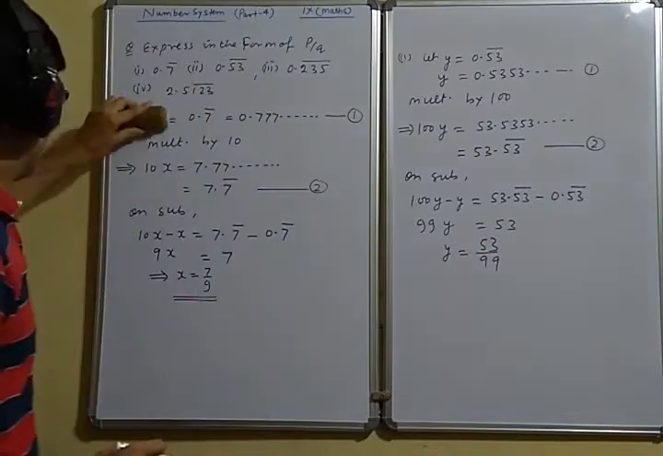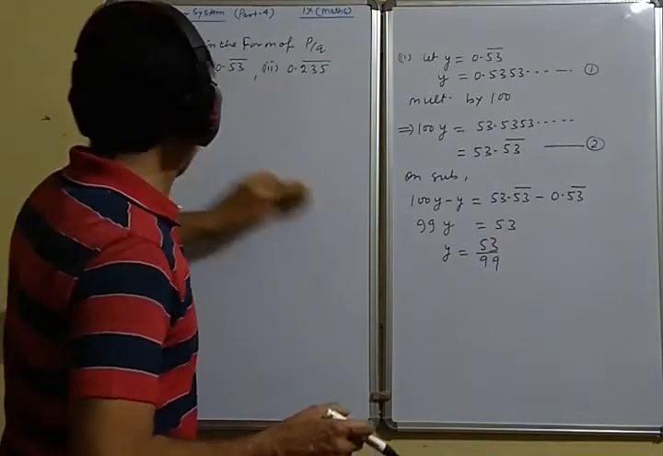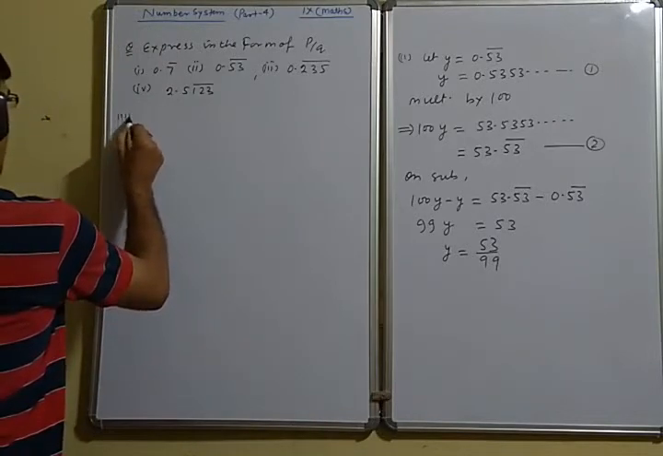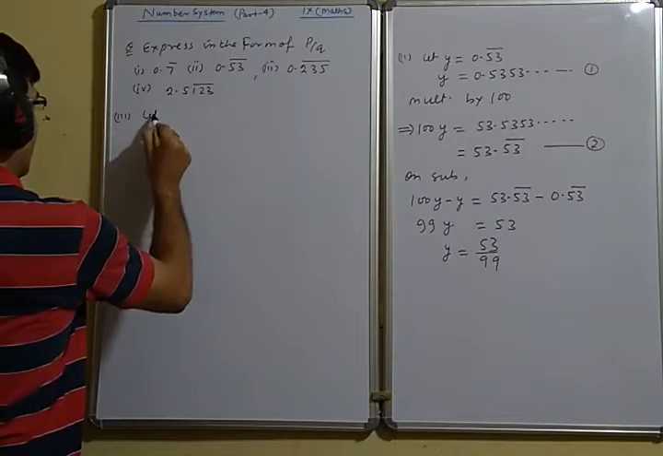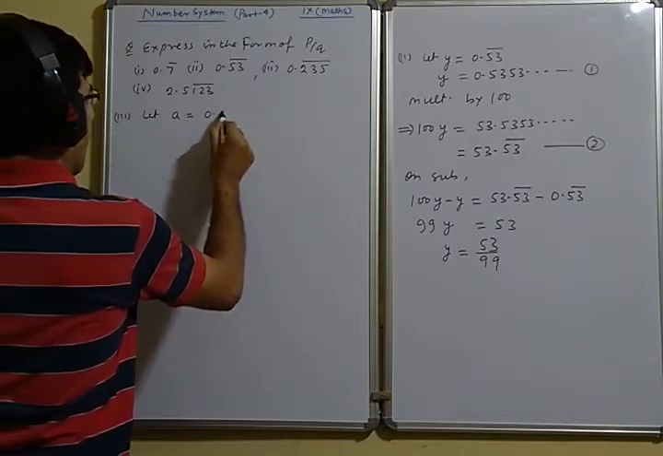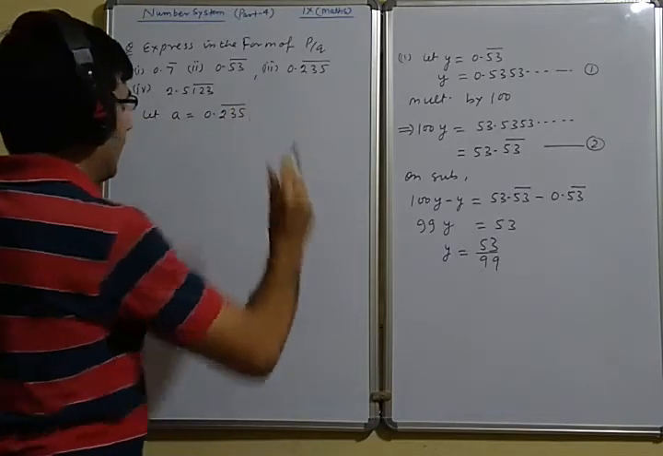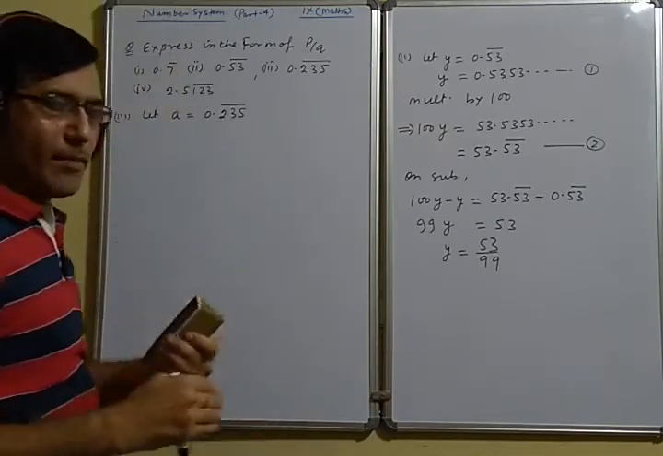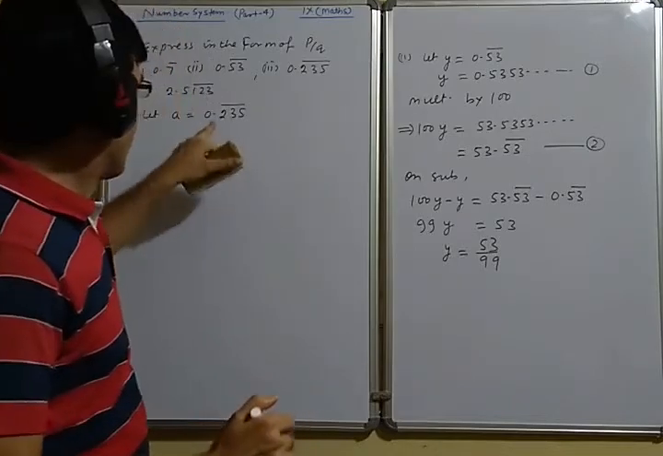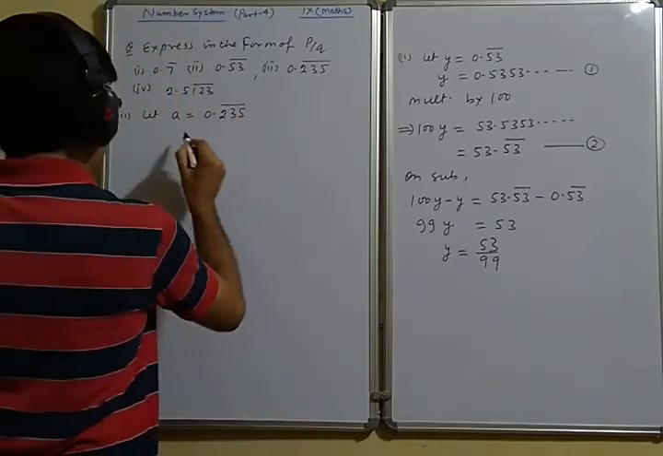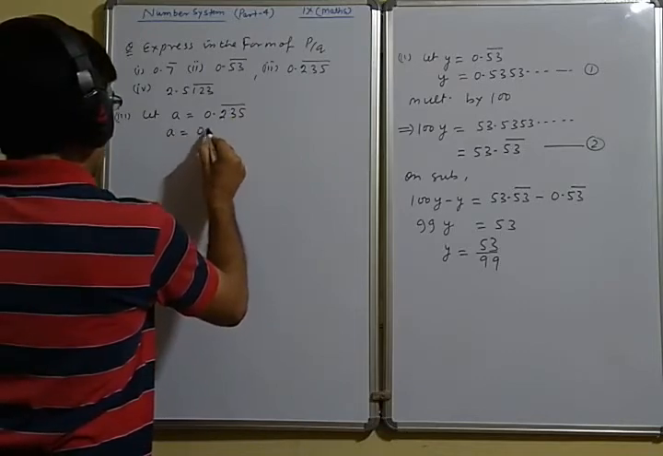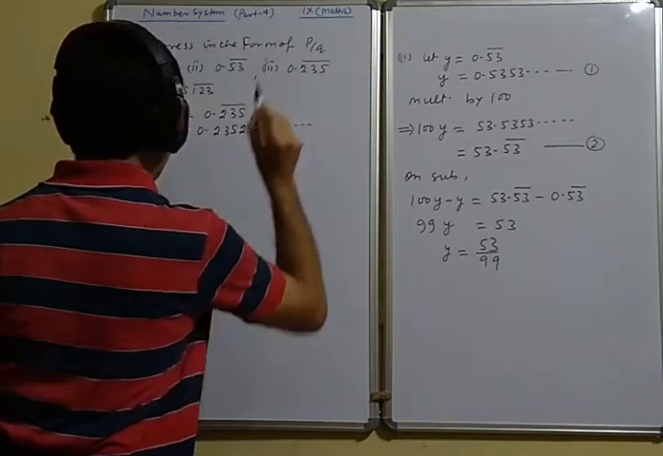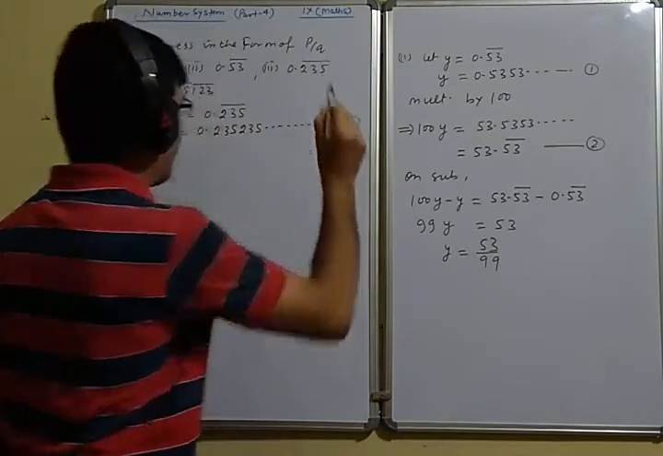Now let us see the next part. Third part: let A be equal to 0.235 bar. The bar is on 3 digits. The repeating block contains 3 digits, that is 235. So what can we write it as? A is equal to 0.235, 235 and so on. So this is equation number 1.